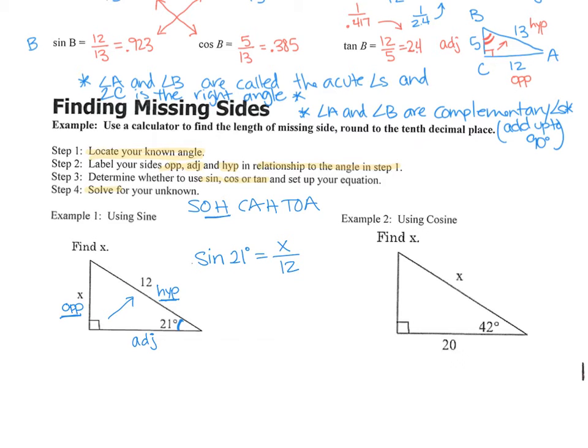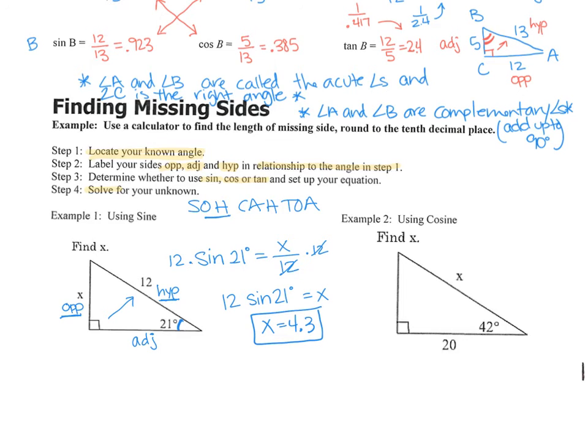This is an equation. I'm now going to solve this equation for x. I'm going to multiply by 12 to get the 12s to cancel. I find that 12 times the sine of 21 degrees is equal to x. So on our calculators, we'll find the sine of 21 degrees, multiply by 12, and get x equals 4.3.